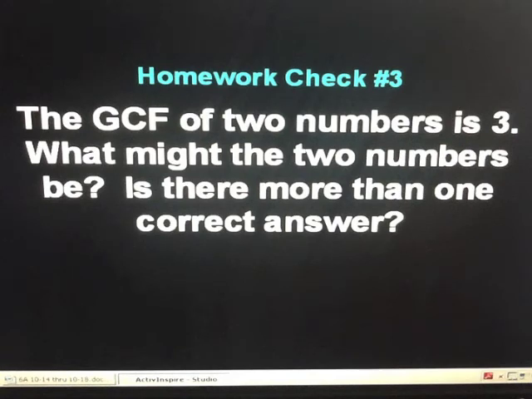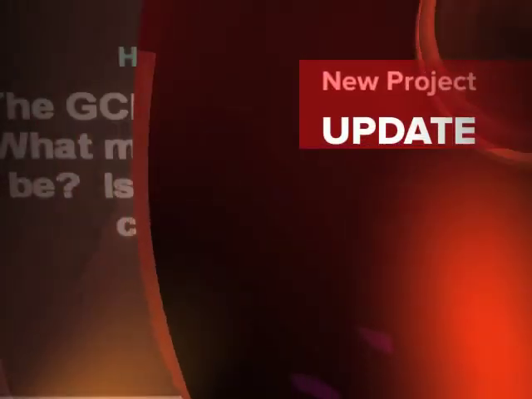And here's your 3rd homework check for this video. The greatest common factor of 2 numbers is 3. What might the 2 numbers be? And is there more than one correct answer? Go ahead and respond to this.